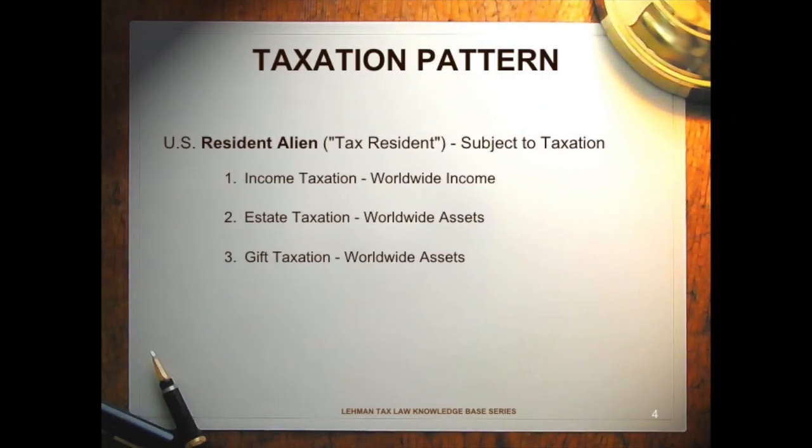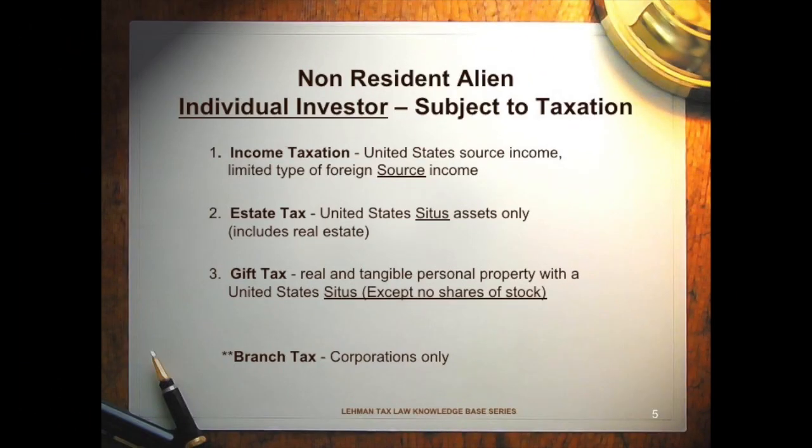Now, a resident alien who is taxed like a U.S. taxpayer, they pay income tax on their worldwide income. They pay an estate tax on their worldwide assets with some major exclusions that we'll talk about. And resident aliens can be subject to paying a gift tax, also with major exclusions before they actually run into the tax.